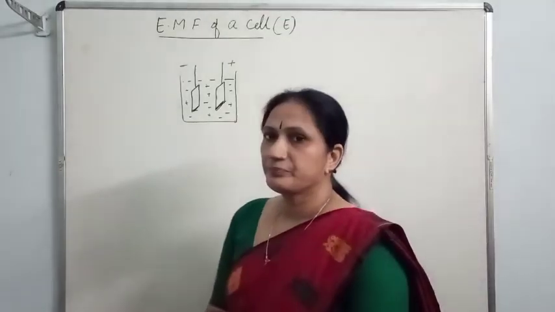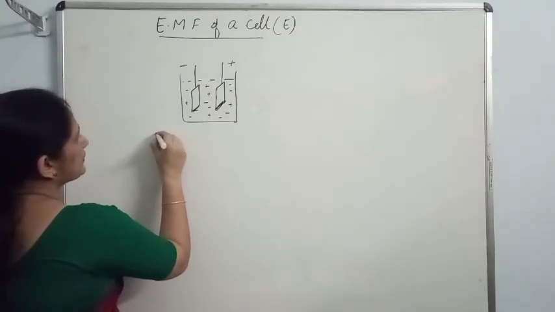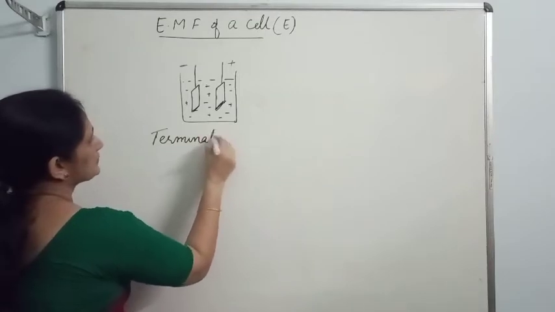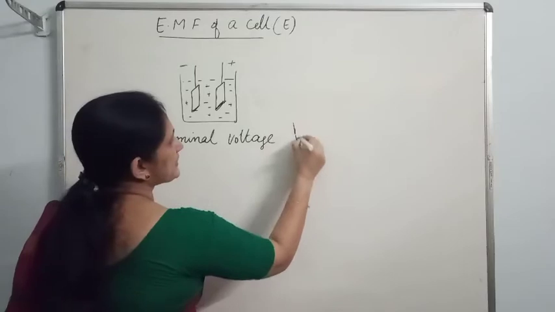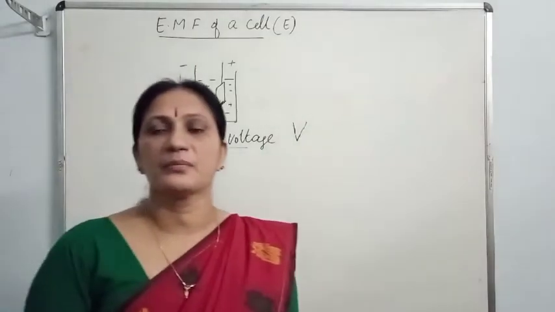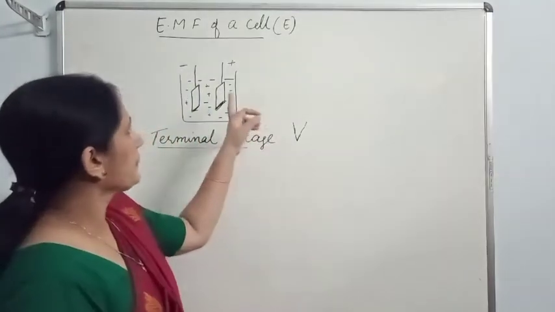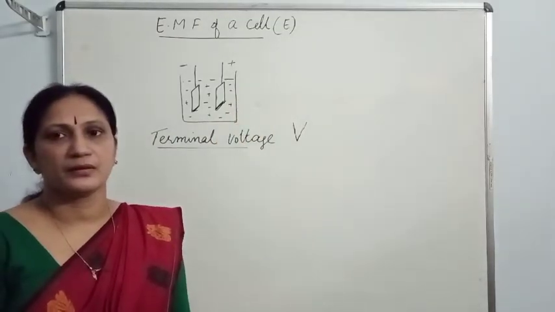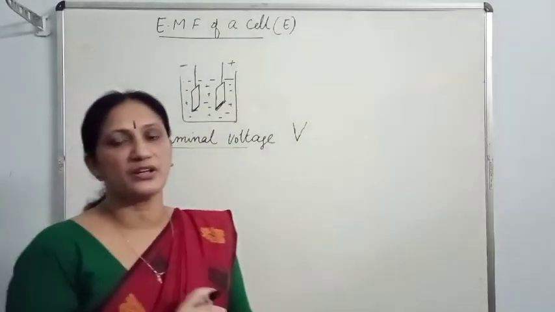The next term is terminal potential difference or terminal voltage of a cell. Its symbol is capital letter V. Terminal voltage or terminal potential difference. Here I told every cell has some EMF, the potential difference between the two electrodes when the cell is not in use.